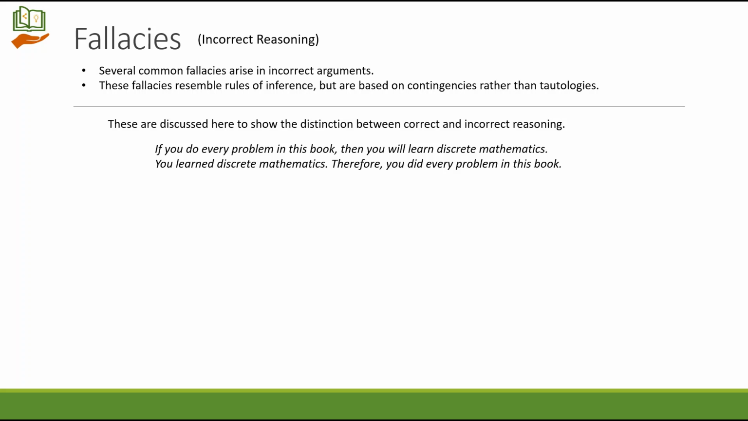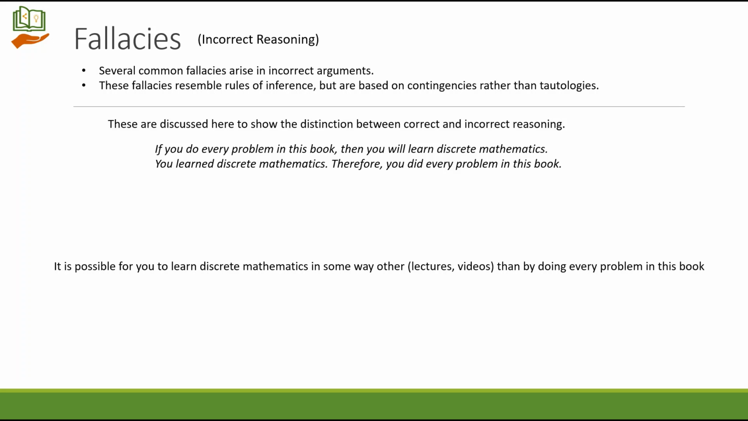If you do every problem in this book, then you will learn discrete mathematics. Now they say you learned discrete mathematics. From this they are concluding, therefore you did every problem in this book. Actually, this is not a valid argument, we can say. Why? In order to learn discrete mathematics, it is not a mandatory condition that you have to solve every problem in that book. You can learn it in any way. And another thing is, since we know discrete mathematics, it does not confirm that I have practiced every problem that is given in the book. So definitely there is some fallacy existing. So let's understand what is wrong with that.